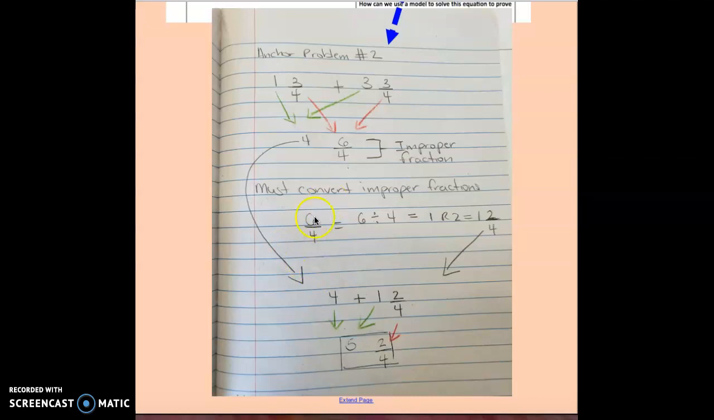So now I'm going to add my whole number that I originally had here to my mixed number. So it's going to be 4 plus 1 2/4. So I first add my whole numbers. 4 and 1 equals 5, and then I bring down my fractions, and so my mixed number is now 5 2/4.